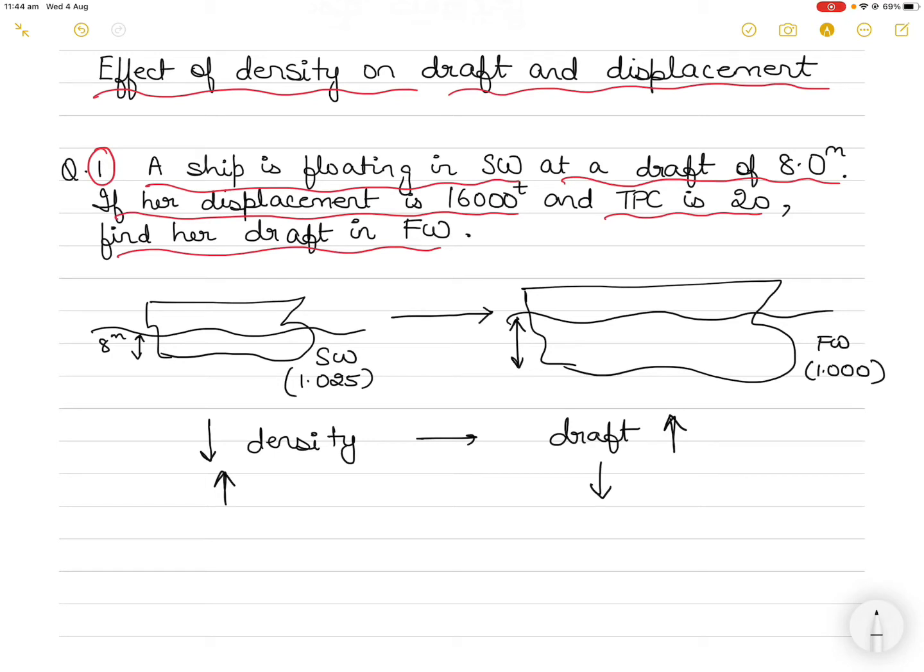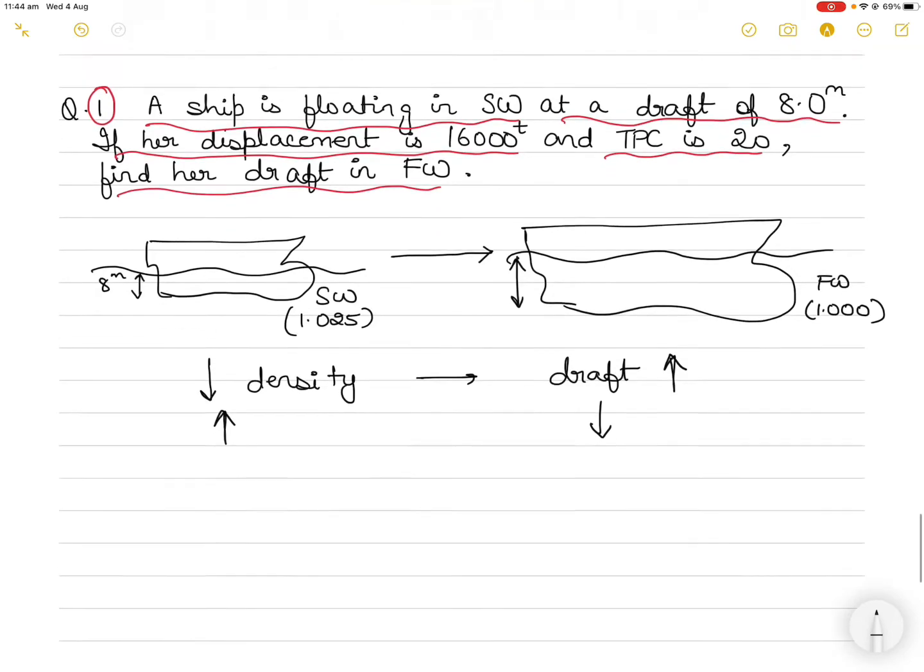You also have to remember that the displacement of the vessel doesn't change. Displacement is like the weight of the vessel. Just like your weight will not change if you go from freshwater to seawater. If you are 80 kilos, then you will remain 80 kilos no matter where you are standing. Similarly, the ship's displacement doesn't change. Only the ship either rises or sinks as the density changes.